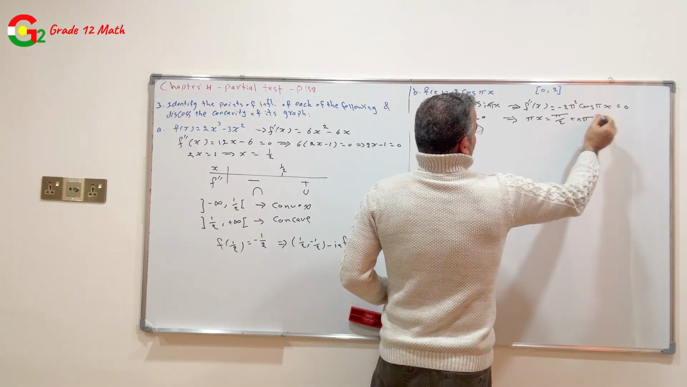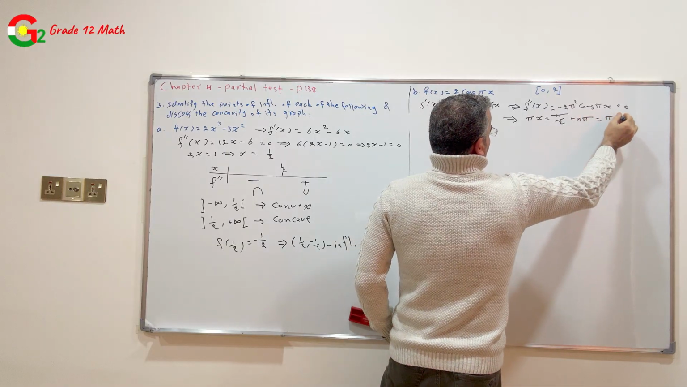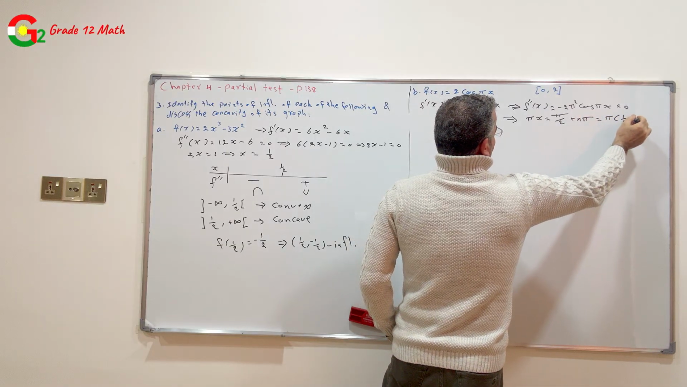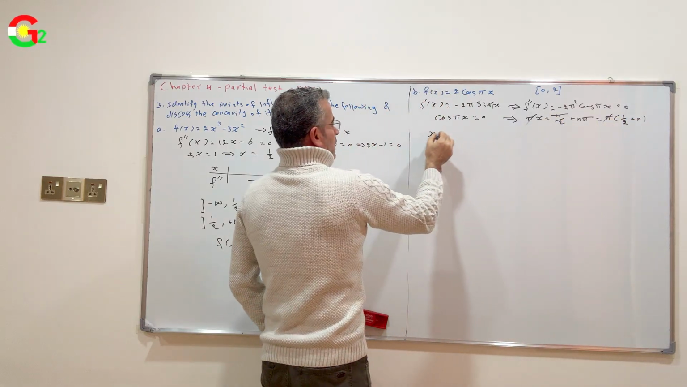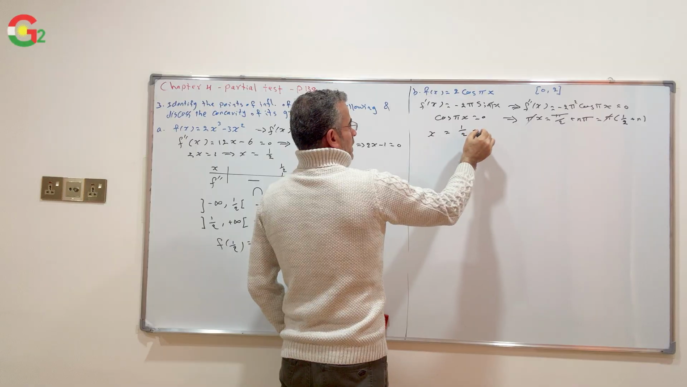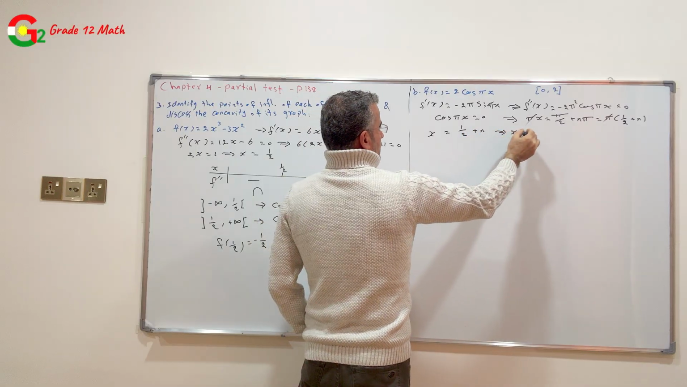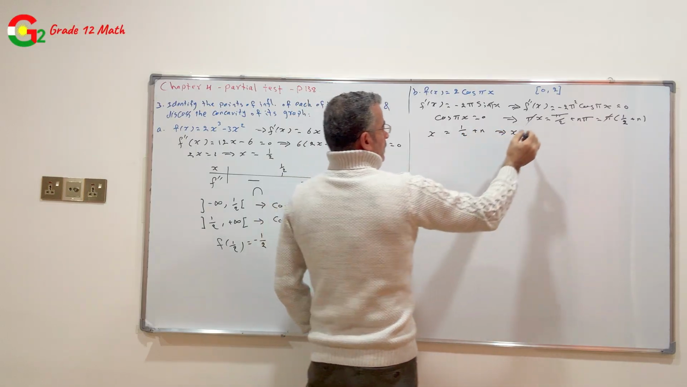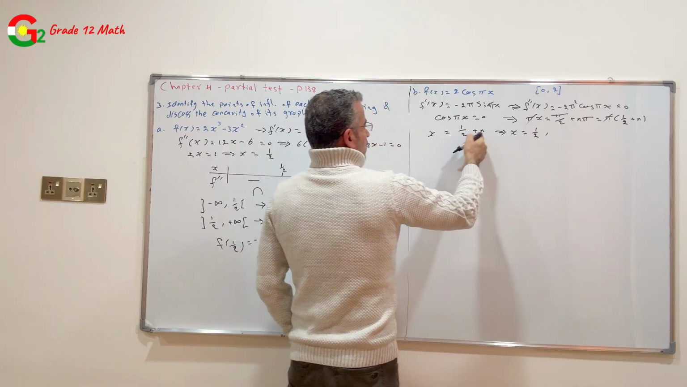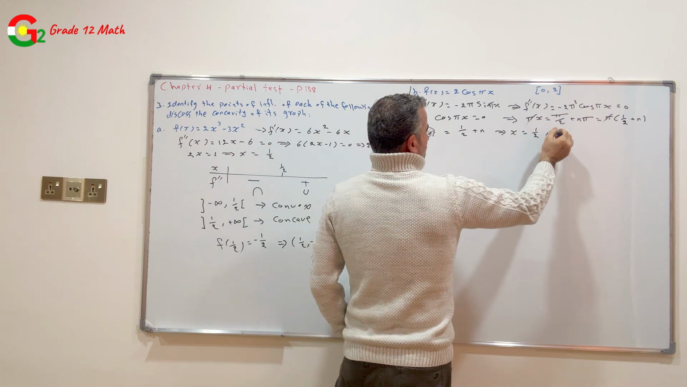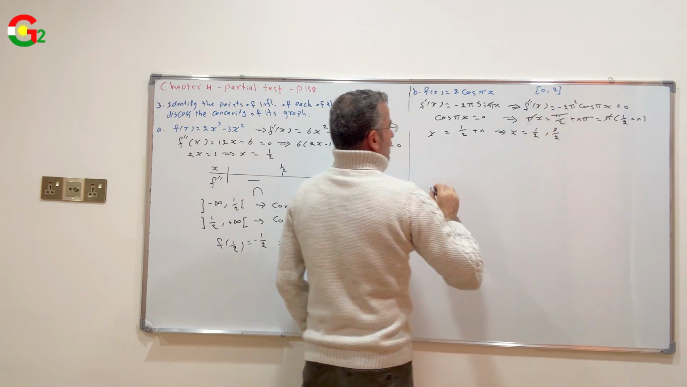Factorize the right side by pi, then pi times 1/2 plus n. Reduce pi with pi, then x equals 1/2 plus n. Therefore, when n is 0, x is 1/2. When n is 1, x is 3 over 2. It is within the interval.